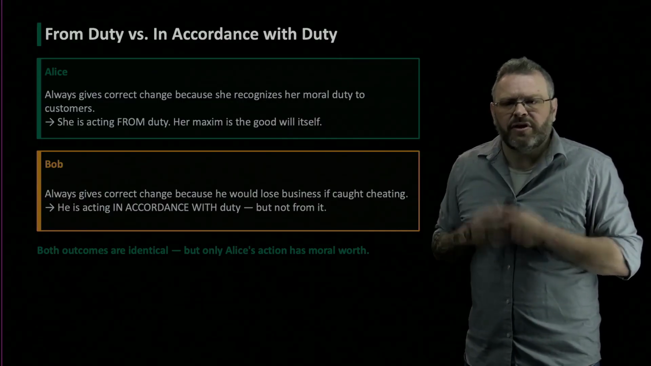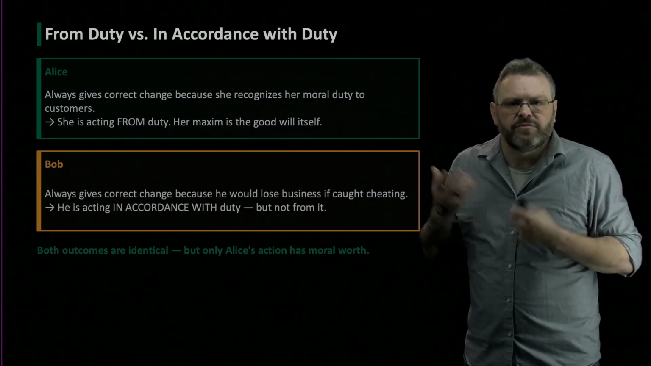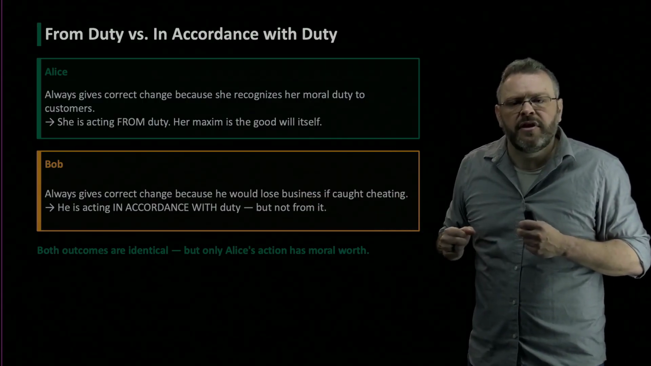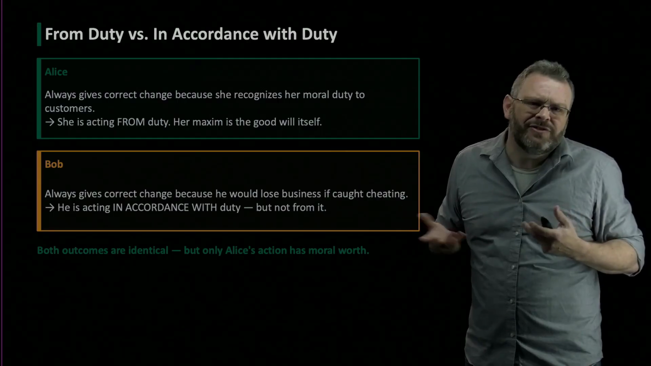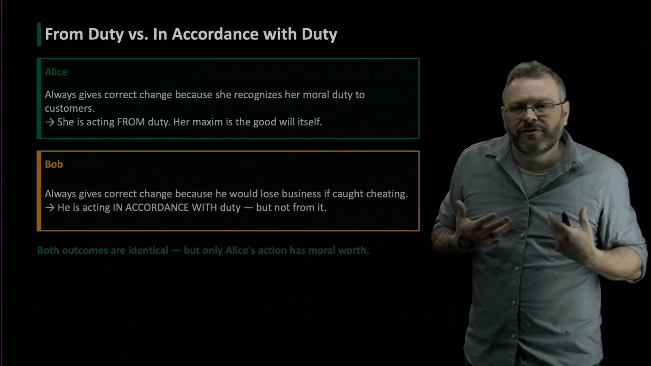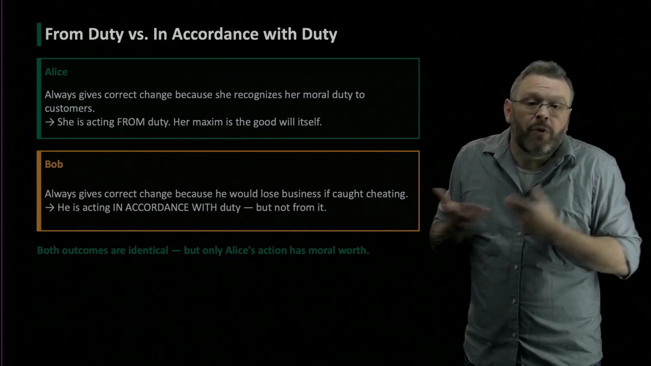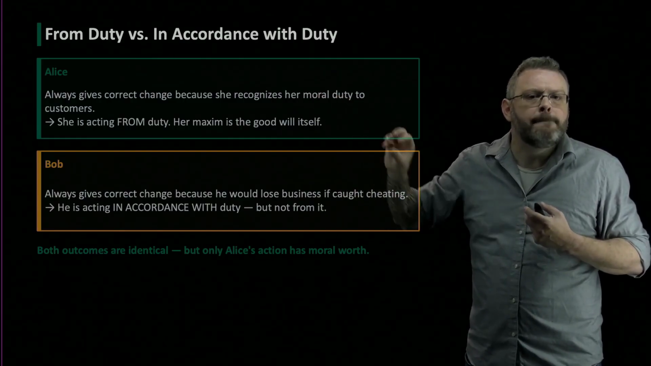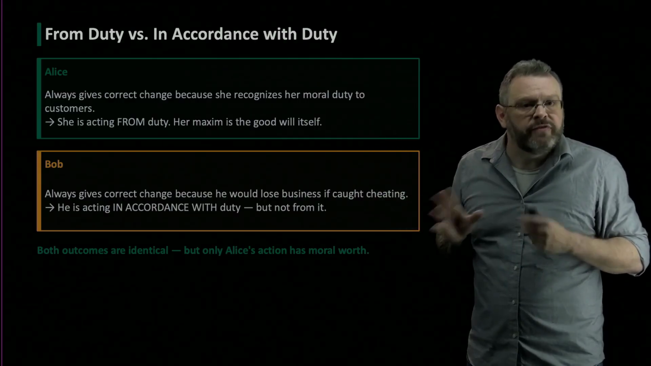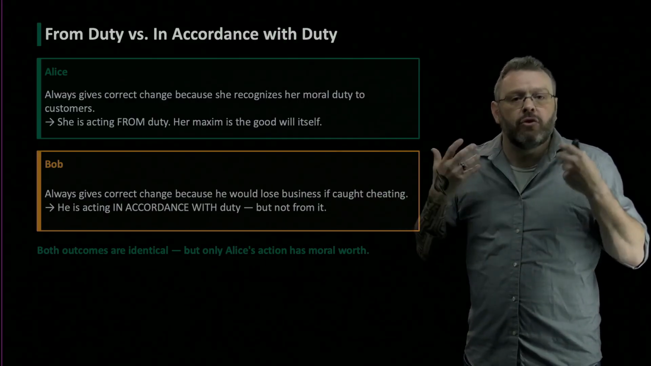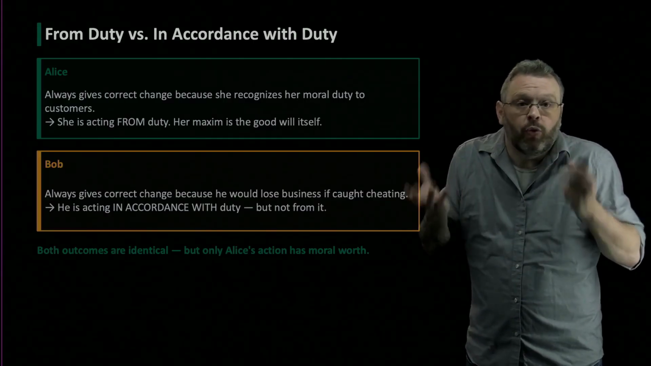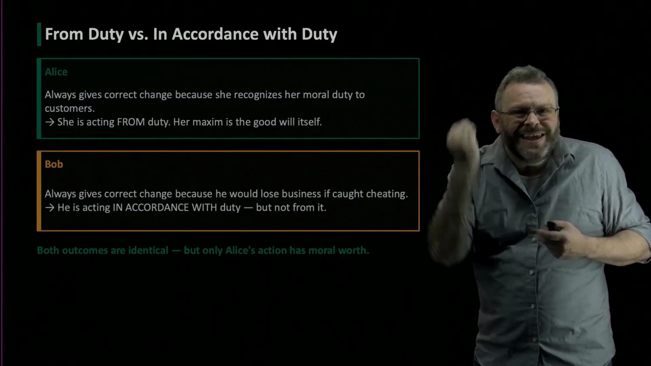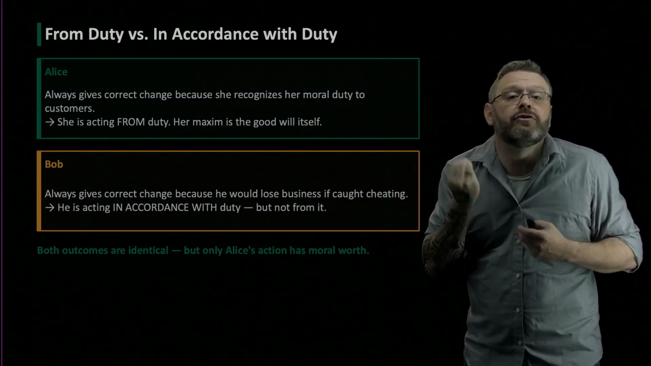But Alice does it because she recognizes that she's got a moral duty to her customers to do this. Bob, on the other hand, does it because he realizes, hey, if I start ripping off my customers and they find out, I'm going to lose a bunch of business. I might even go out of business. So notice, both of them are engaging in morally correct actions. Both of them are giving the correct change. And giving the correct change to your customers is a morally correct thing to do. But Alice, her maxim is the goodwill. She's doing it because it's the right thing to do.